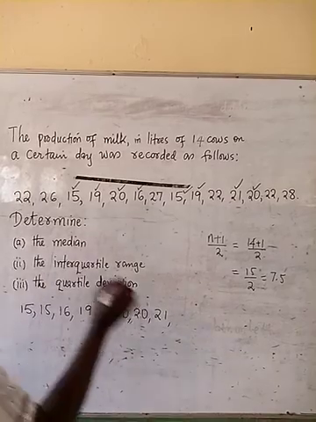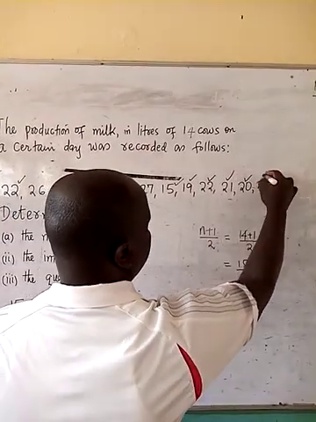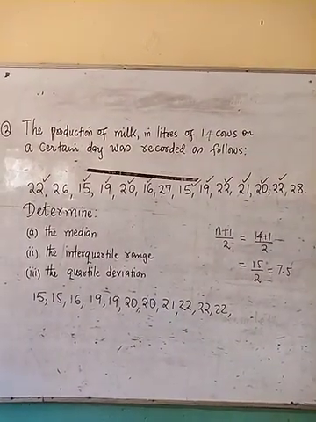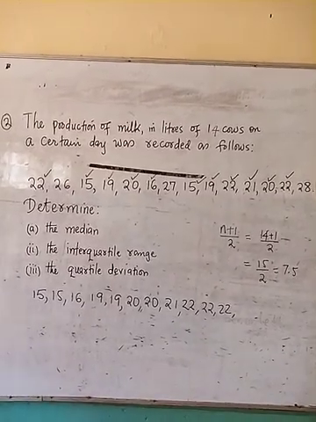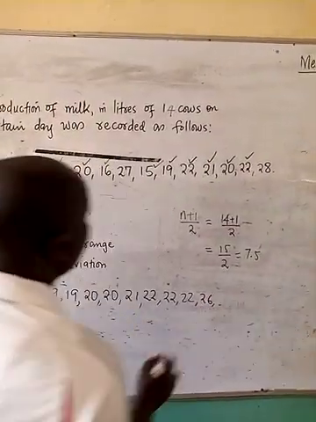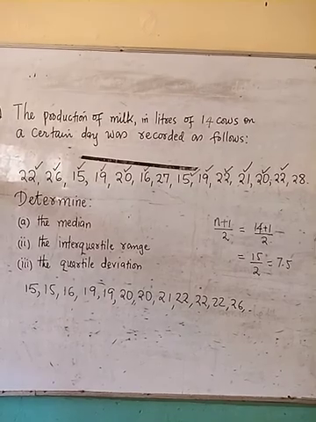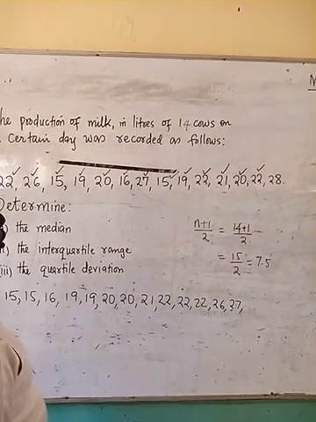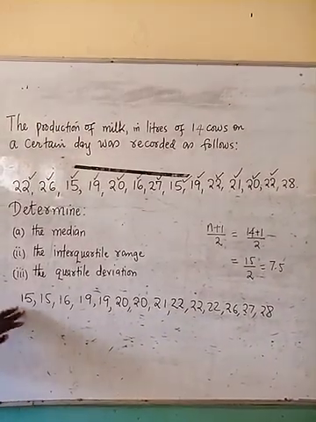And we check on 22. So 22, 22. We check if there is a 23, no. So the next is 26, appearing once. Then 27, appearing once, then 28. You must be keen in listing, and here we have listed.